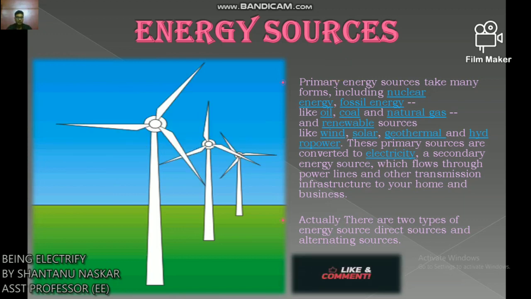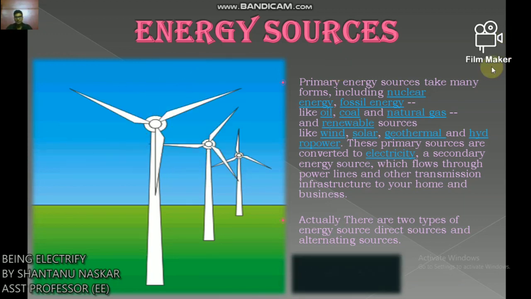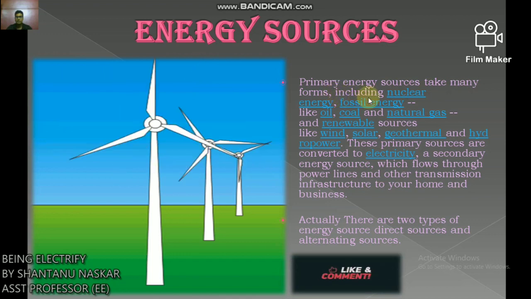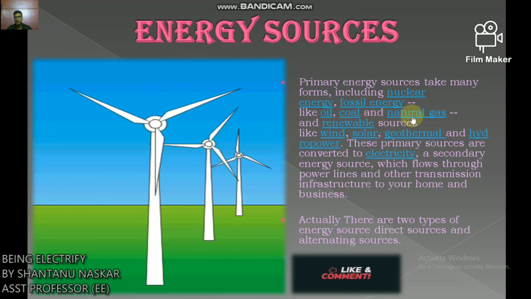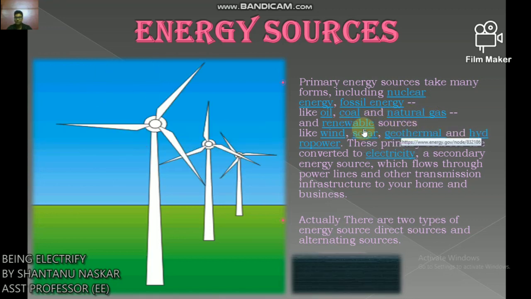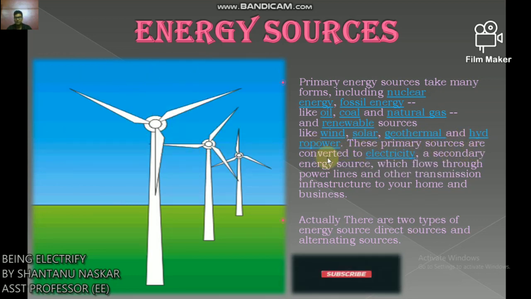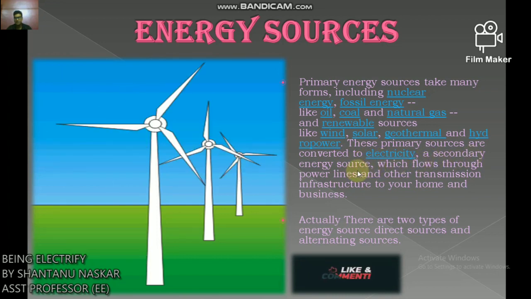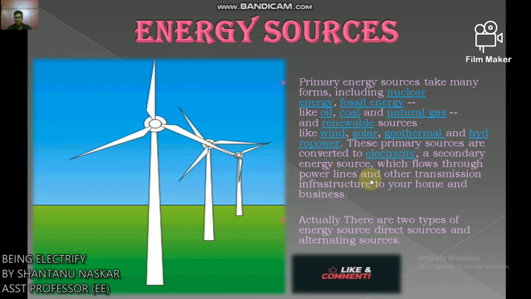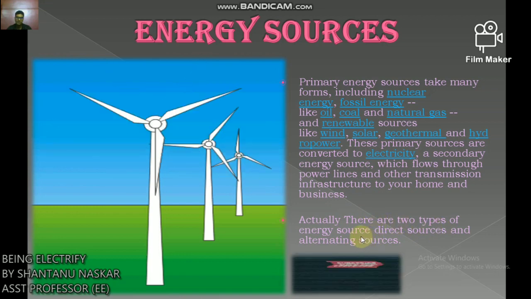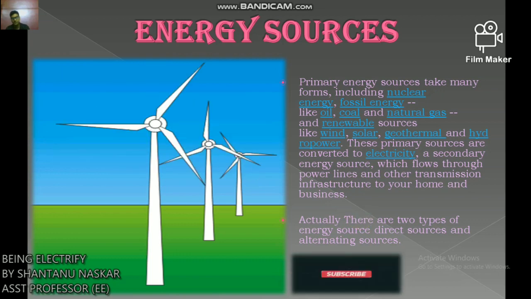Primary energy sources take many forms, including nuclear energy, fossil energy like oil, coal and natural gas, and renewable energy sources like wind, solar, geothermal and hydropower. These primary sources are converted into electricity, a secondary energy source, which flows through power lines and other transmission infrastructure to your home and business. Actually, there are two types of energy sources: direct source and alternating source. So go through my next slide.